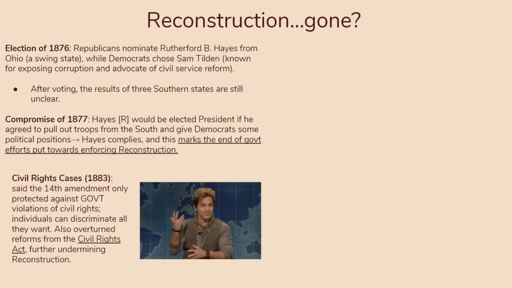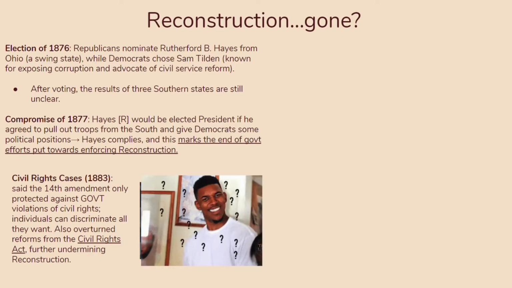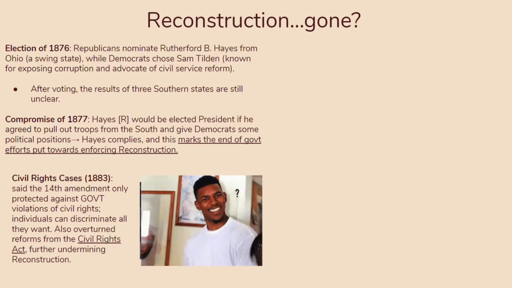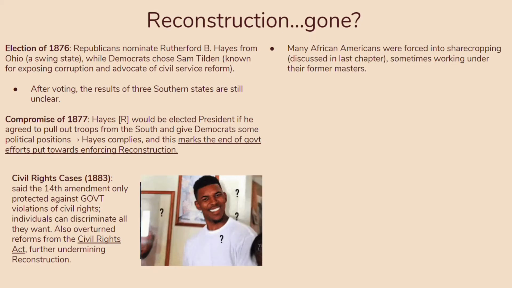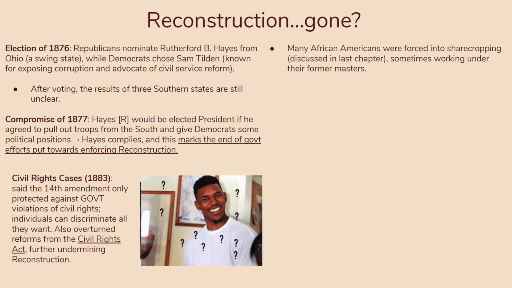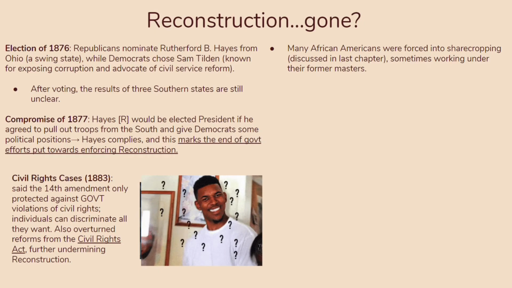So this also overturned reforms that were made under the Civil Rights Act, which further undermined Reconstruction. So because of this compromise of 1877, we're starting to see how Reconstruction is going very downhill. And because of this, many African Americans were forced into sharecropping, which, remember, we discussed in the last chapter and just a couple slides ago. And this sometimes meant working under their former masters. So imagine how abusive and mistreated they must have been, even as sharecroppers, not just slaves anymore.